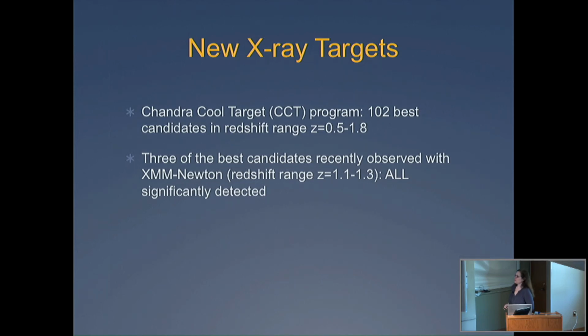Okay, so of course we want to observe these in the X-ray. We have a couple things going on there. We have a Chandra Cool Target (CCT) program that was approved. None of them have been observed yet, so we're just crossing our fingers for that. But 102 of those are on the list. We limited it to redshift between 0.5 and 1.8 because we wanted it to be high enough to be interesting, but not so high that we would never detect it within the exposure limit of a CCT program. And then 3 of our best candidates were recently observed with XMM-Newton in a pretty narrow redshift range, 1.1 to 1.3. All were very significantly detected, actually better than I was expecting.